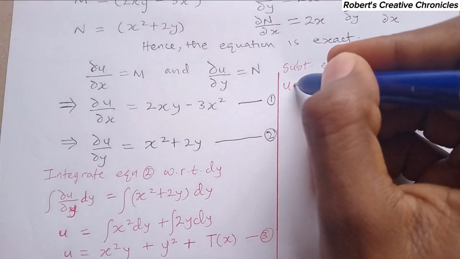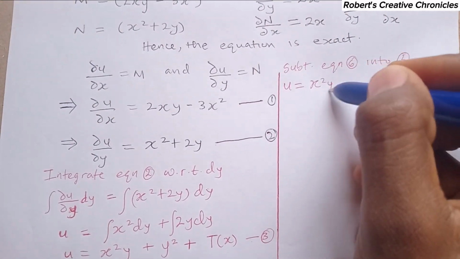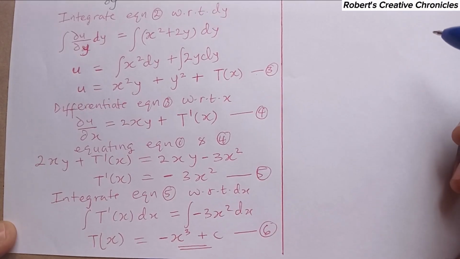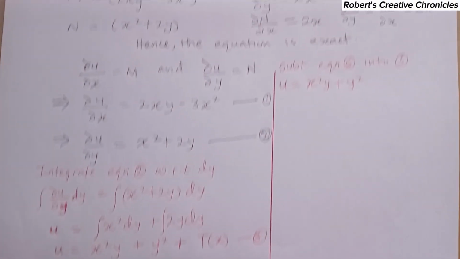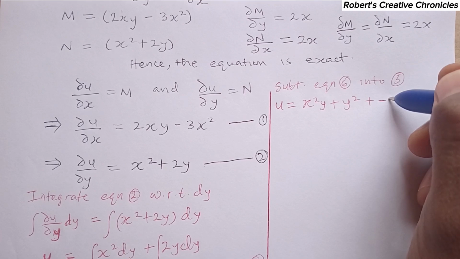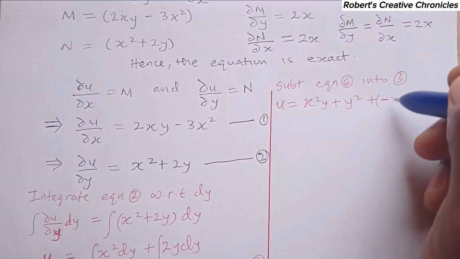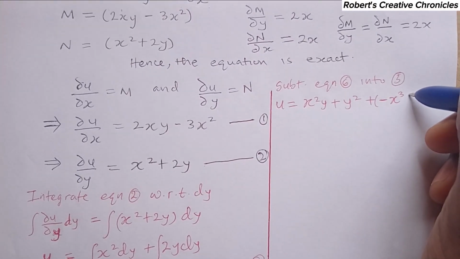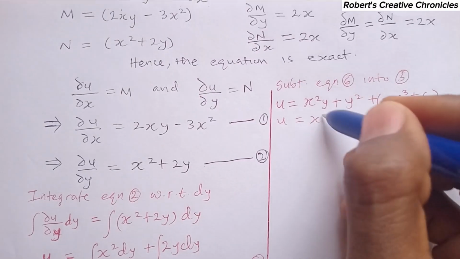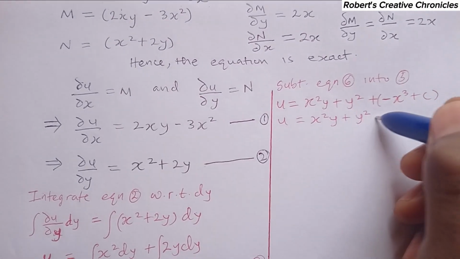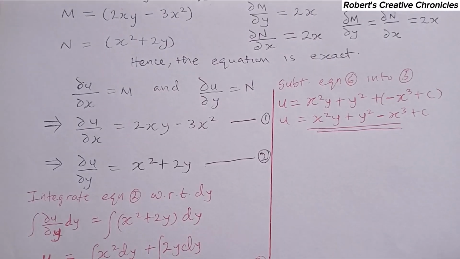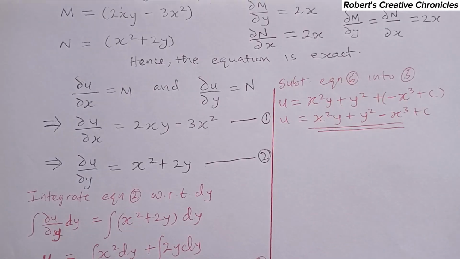So this becomes u is equal to x squared y plus y squared plus minus x cubed plus c. Then u now is equal to x squared y plus y squared minus x cubed plus c. So this is the value for u. So we have gotten the value for u, and this is the final answer.